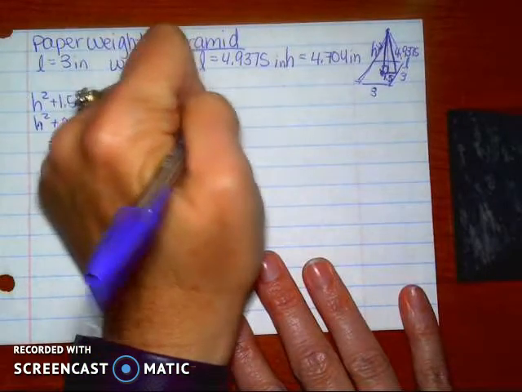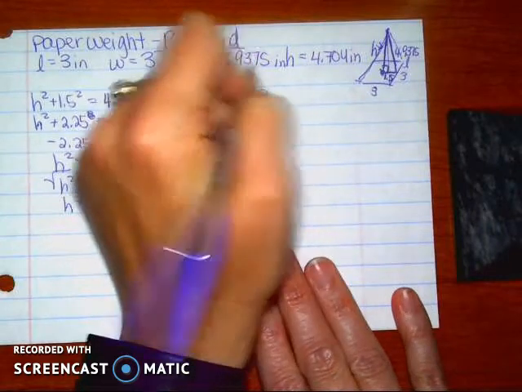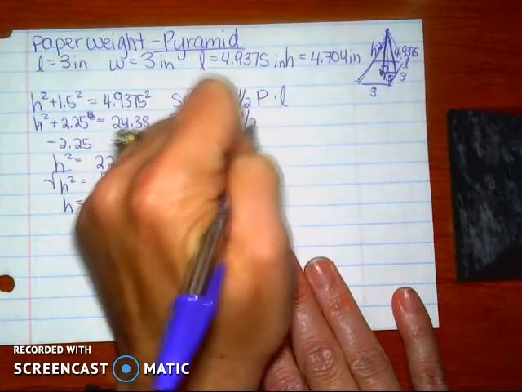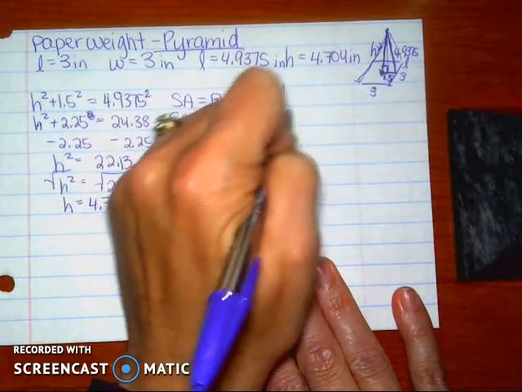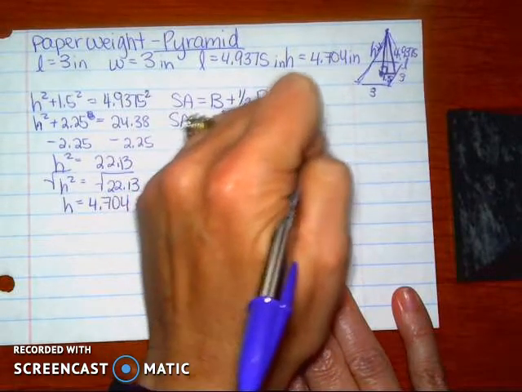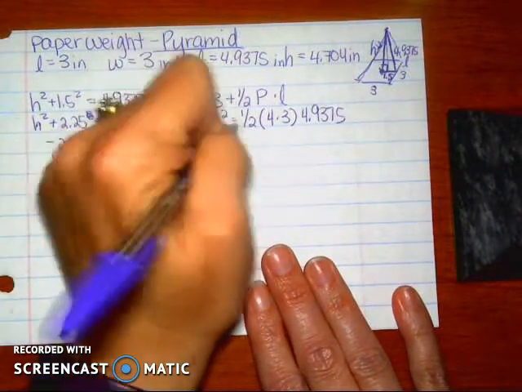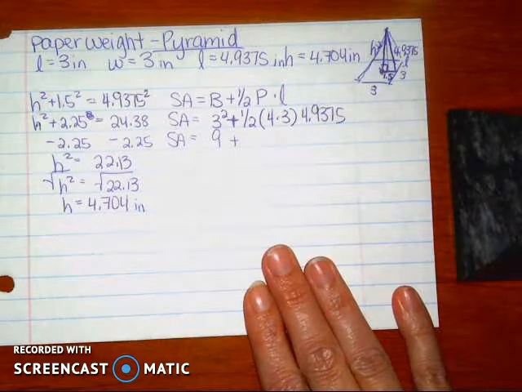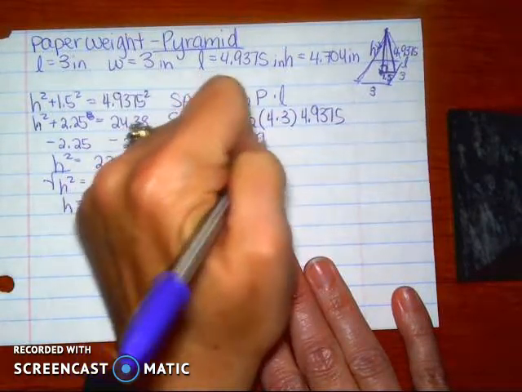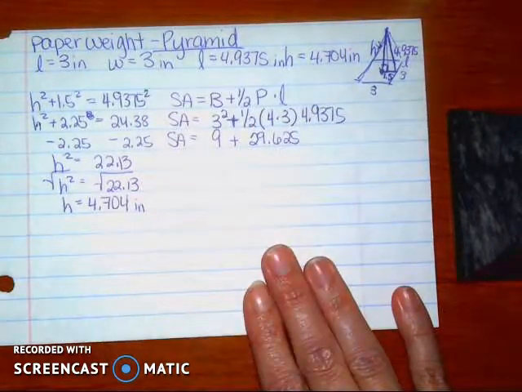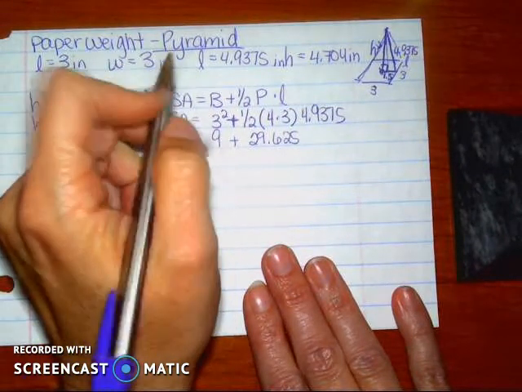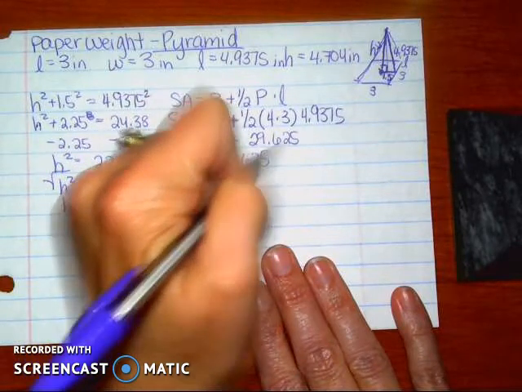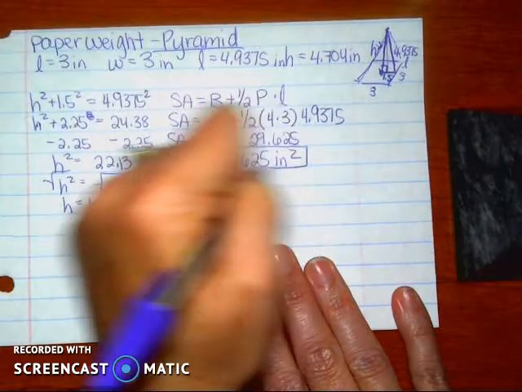So surface area is the area of the base plus 1/2 times the perimeter times the slant height. So the area of the base is a square, so that means I'm going to have my side squared plus 1/2. My perimeter, since it's a square, I have 4 sides that are 3. And then my slant height I measured to be 4.9375. Oops, that should be a plus sign. So my surface area is going to equal 9. That's the area of the base. And my lateral area is going to be 29.625. That's the 1/2 perimeter times slant height. So my total surface area is going to be 38.625 inches squared. That's my surface area.